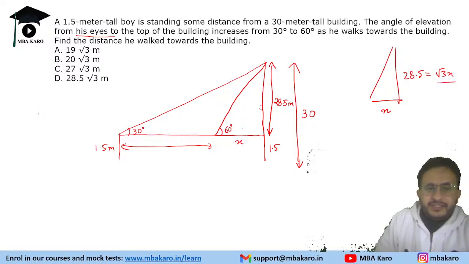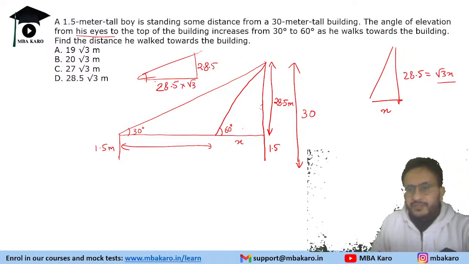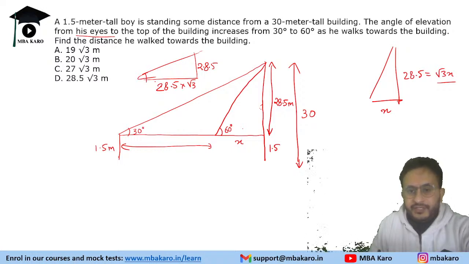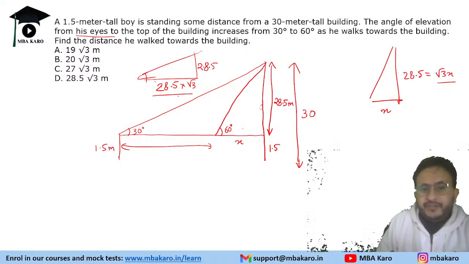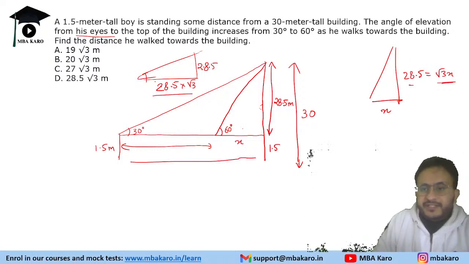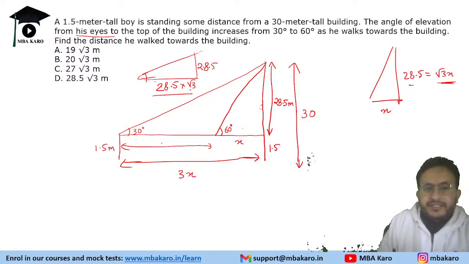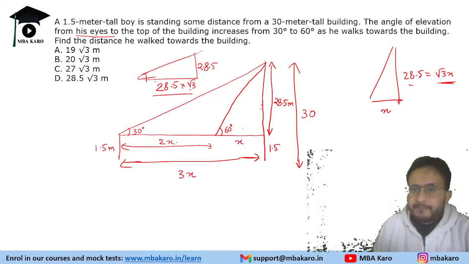And when you consider the other triangle, this triangle, this is 28.5. Okay, and we know that it is root 3 times. So 28.5 into root 3. Okay, so that is the length over here. So this distance is 28.5 into root 3. So 28.5 is taken as root 3x into root 3. This will be 3x. So this distance is 3x. Okay, and the remaining distance will be 2x.